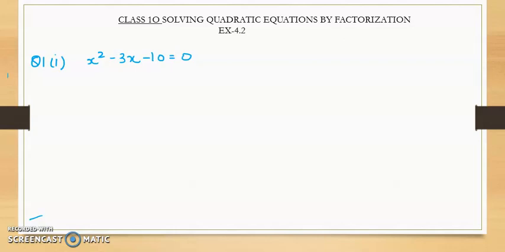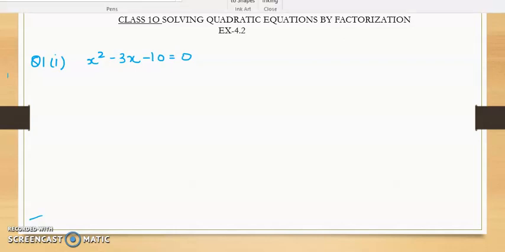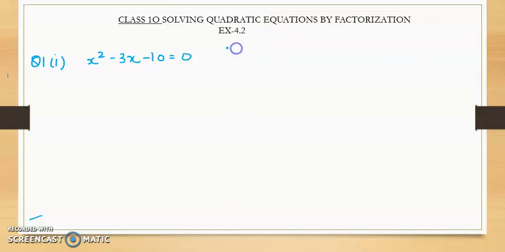So I hope you have completed your previous assignments and you have followed the concepts. Now we're starting with exercise 4.2. Alright, exercise 4.2. In this we'll study solving quadratic equations by factorization. Though you have studied it in previous classes, in your 9th also, in your 8th also, still I'm repeating.